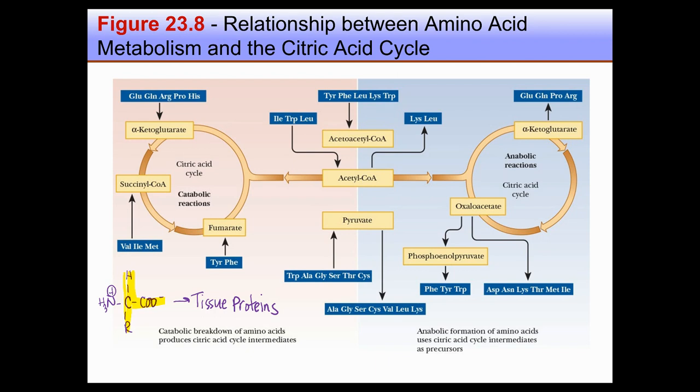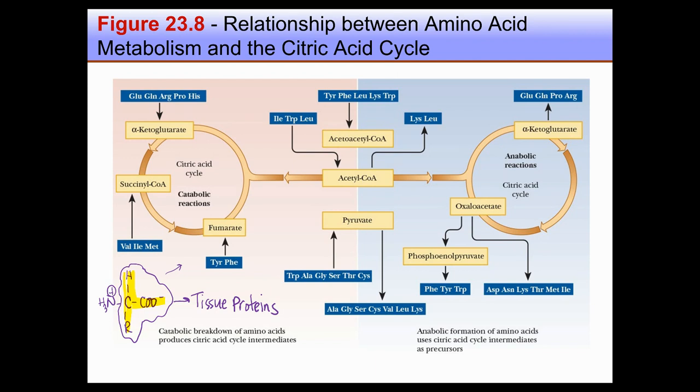So before you panic on this slide, I won't ask you specifically which amino acids go where. It's more understanding the overall concept of it. So the carbon part can get reshuffled into different intermediates. So for example, glutamine, arginine, proline, histidine can form alpha-ketoglutarate, one of the citric acid cycle intermediates. Tyrosine, phenylalanine can form fumarate. So I won't go through all of them, but you see how it's linked up.